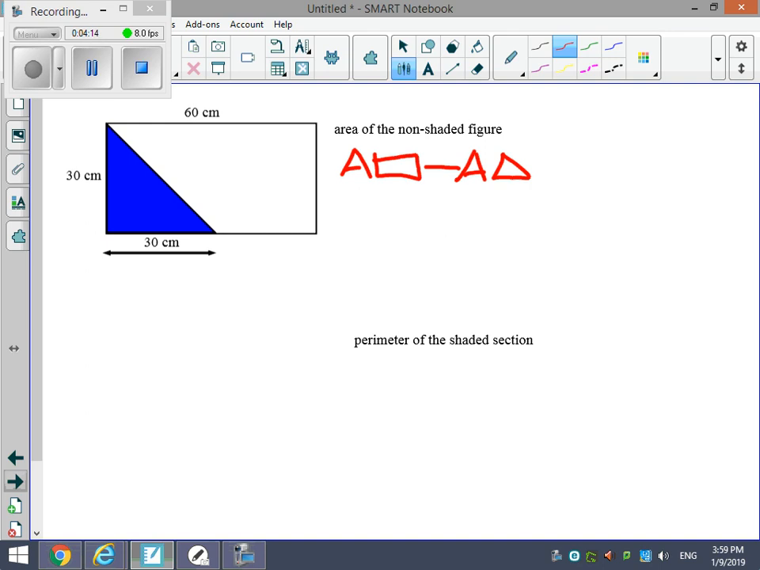So we should have enough information to do our area of the rectangle. Area of a rectangle equals length times width, and that equals 60 times 30.